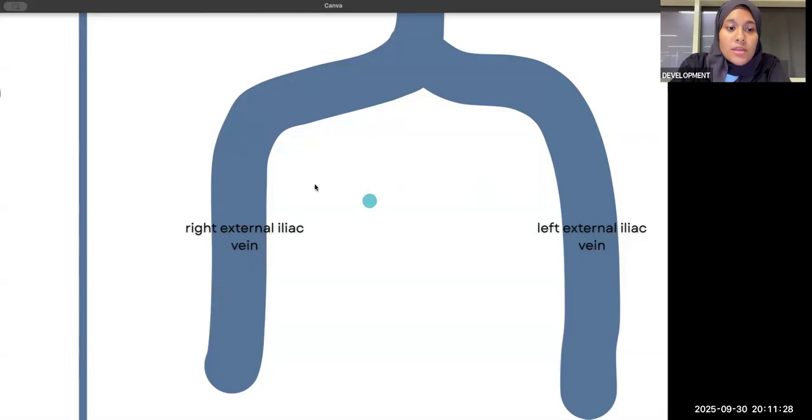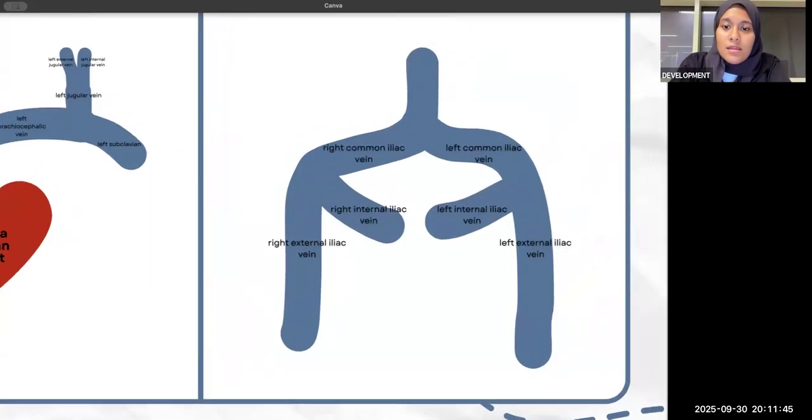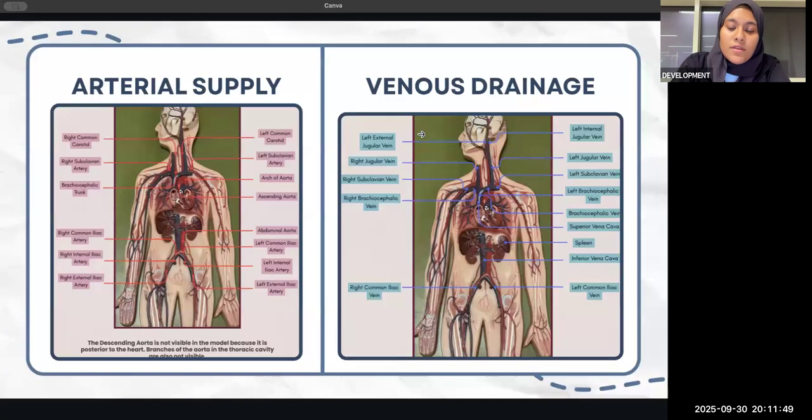So they will join together. The internal and external will join together to become, now you can say it, the common iliac. Exactly. Just like this. And the left common and the right common iliac vein will join together to become the IVC. And that's it. That's venous drainage for you.